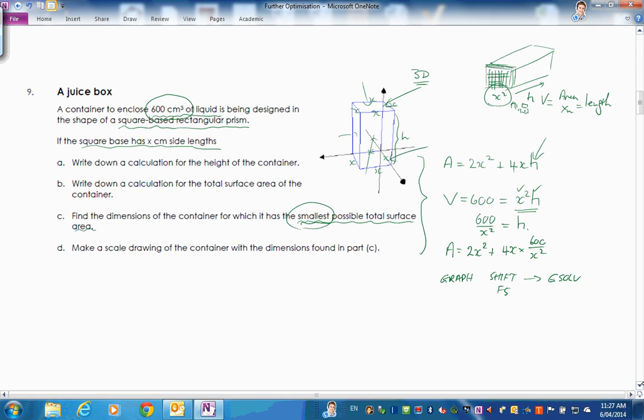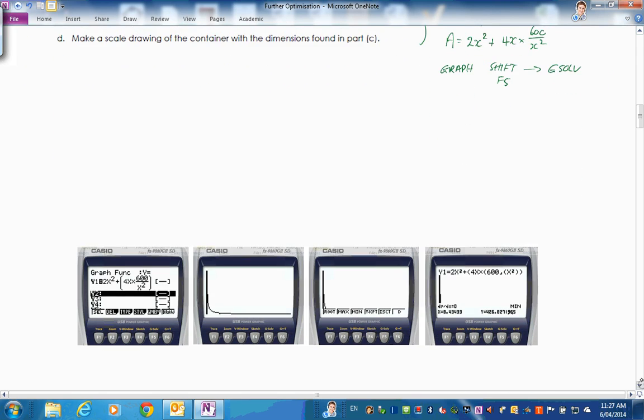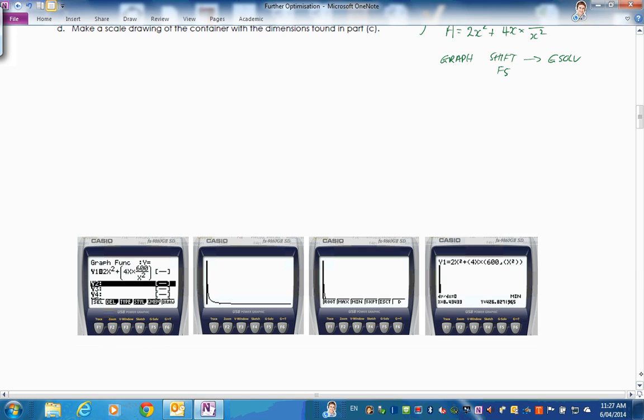Alright, come back now and let's have a look at what it looks like. Here we are. We'll put it in graph mode. It's 2x squared plus 4x by 600 on x squared, and we've got a graph like this. Need to go fairly large for x, as you'll see in a minute. If we then go shift and F5, which is G-solve, we get this window, and we want the minimum, so we hit F3, and it pops on there.